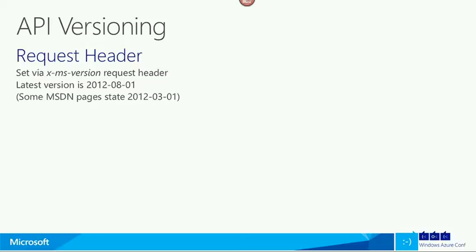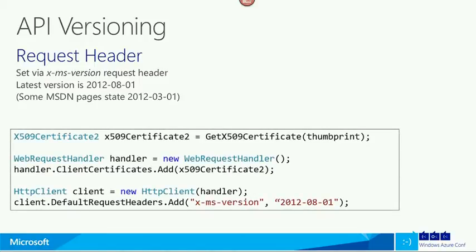To get started sending this information over, we need to get our management certificate. So you see here a little code snippet on getting our X509 cert using our thumbprint. We're just going to pull that out from our local certificate store. I attach that certificate to a request handler's client certificates collection, passing that handler, now that I have the certificate, to a new HTTP client object. Then I can pass in on the request headers the x-ms-version header and the version number of the API that I want to work with.